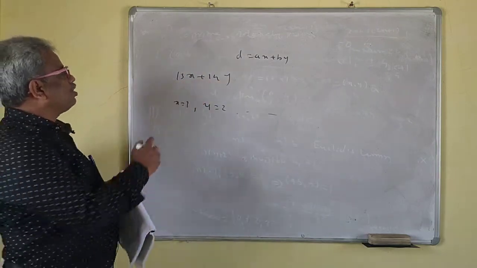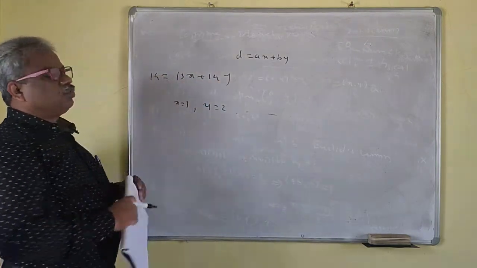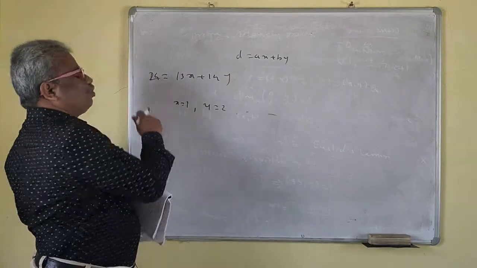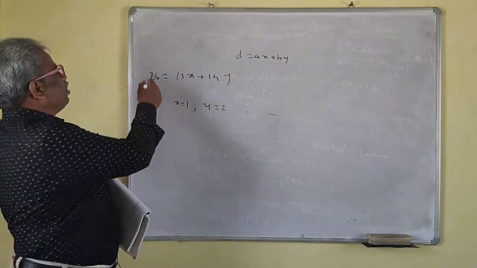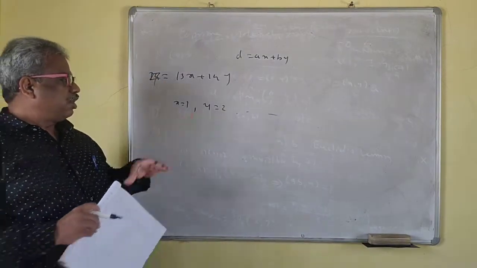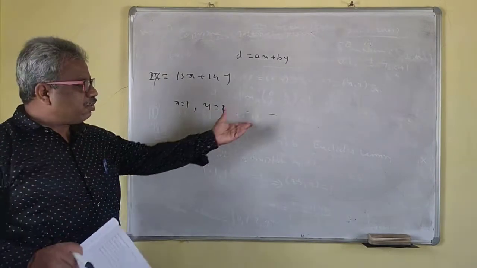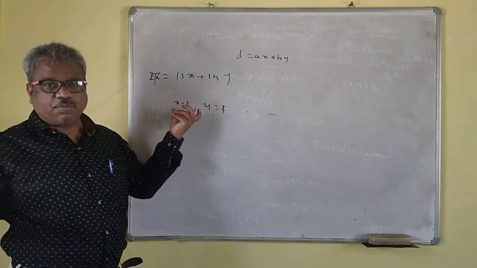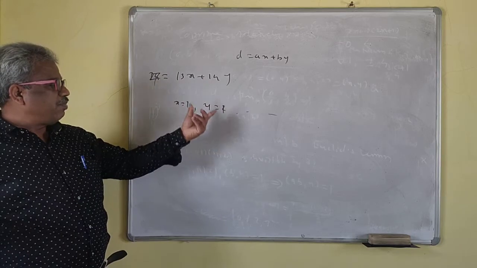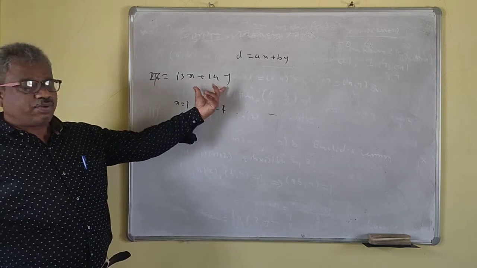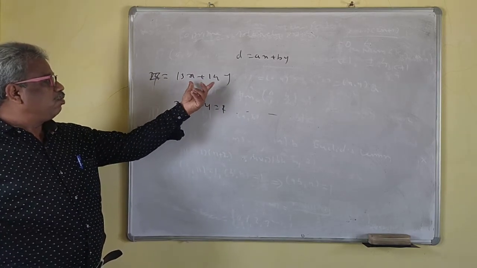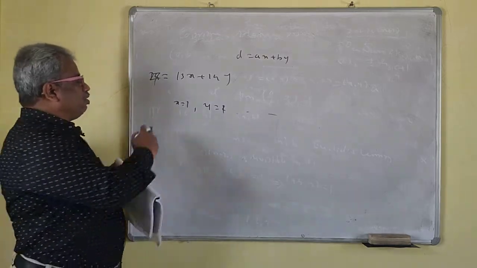Just check whether it matches. Suppose the target value is 27. Pick the first option, x is equal to 1, y is equal to 1, and put it in. What is this? 13 plus 14 is 27. Yes, so this will be your correct option.